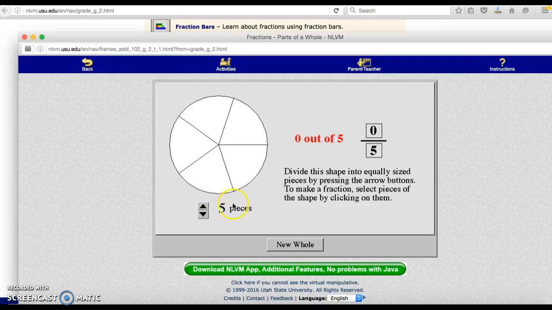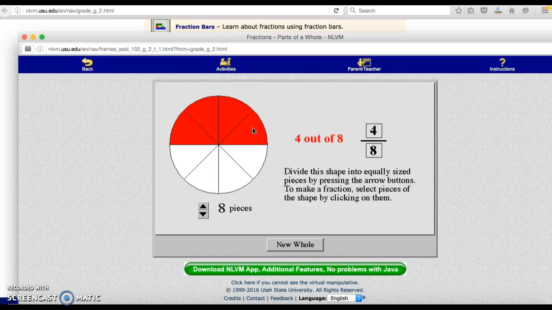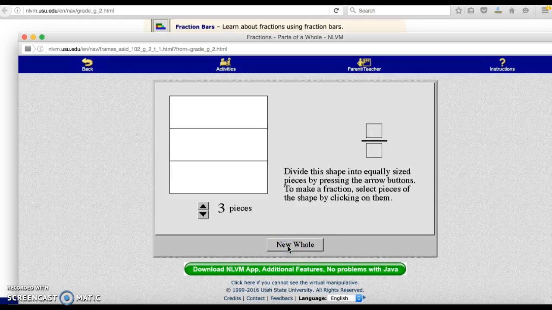Okay, and you can even change the number of pieces. So it'll change the fraction as well. So 1/8, 2/8, 3/8, and then a half. Okay, and then you can get a new whole right here. And it has the same instructions.